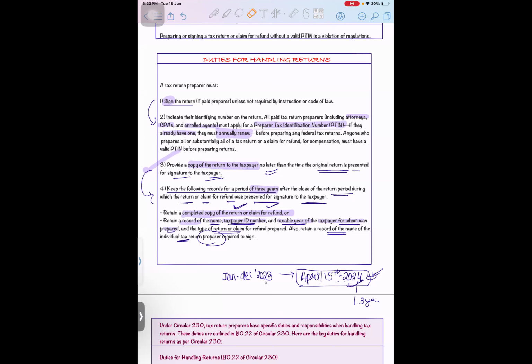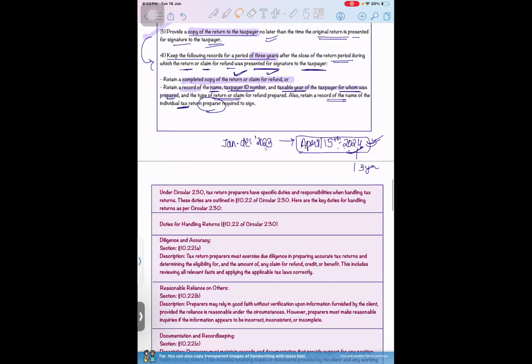Okay, and the copy which you receive back should be retained for the next 3 years. If in case we are not able to retain the whole tax return due to some reason, at least we should have the record that we have prepared the 1040 return for this client, along with the SSN and the year for which the return was prepared. Clear guys? So the duties for handling the return are very simple, easy to remember.